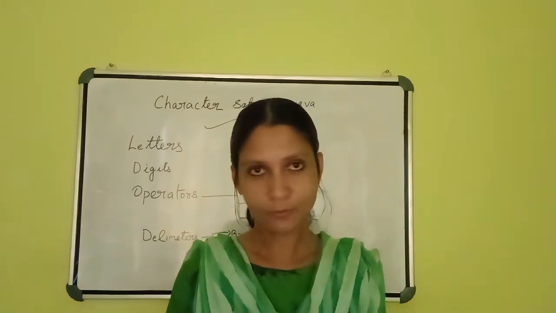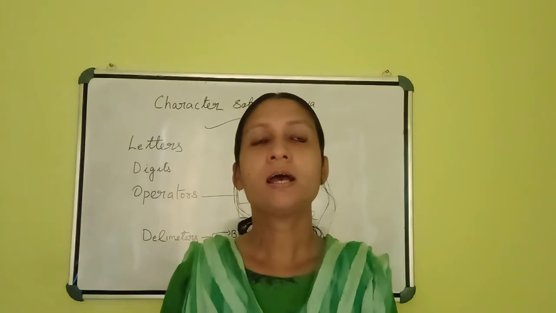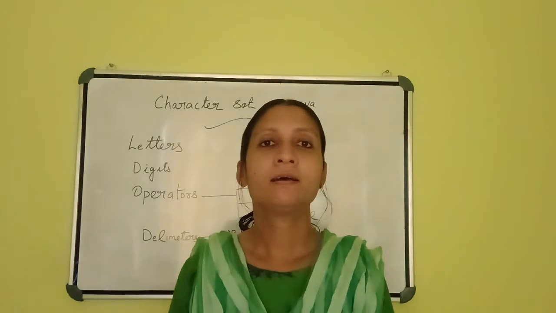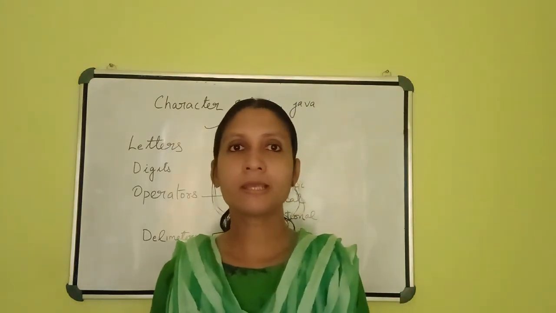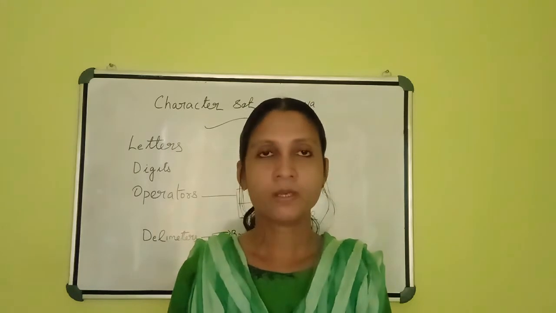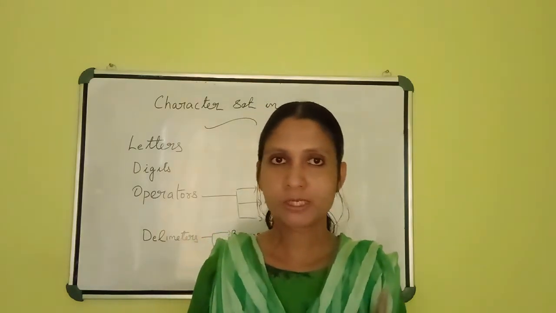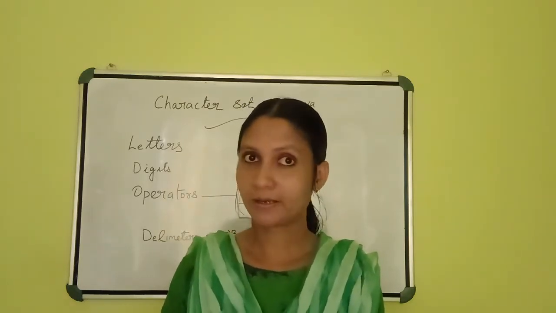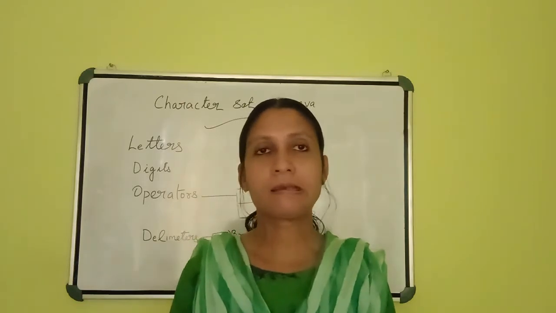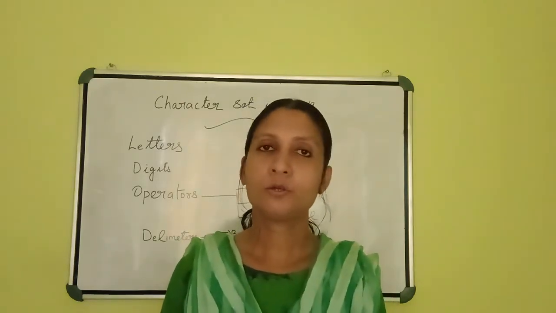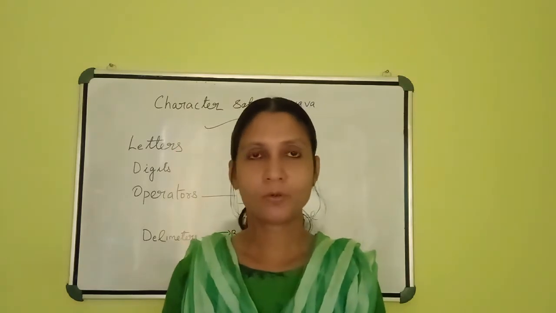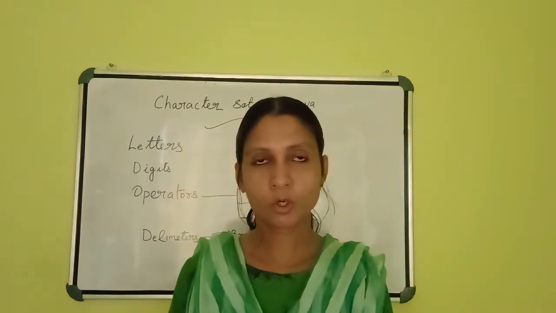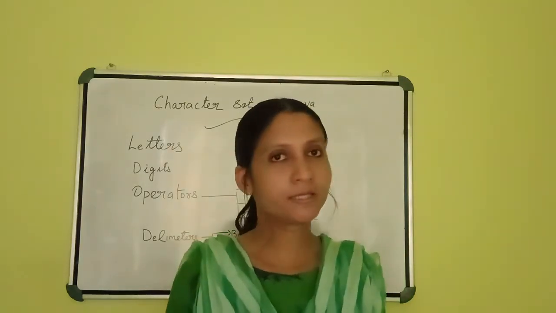Then ASCII code means American Standard Code for Information Interchange. There are 256 equivalent numbers for characters, but we are using only 128 numeric forms in Java. In the case of Unicode, I will explain later. On the board I will explain the equivalent numeric form of each character.